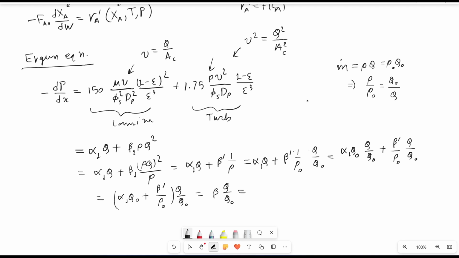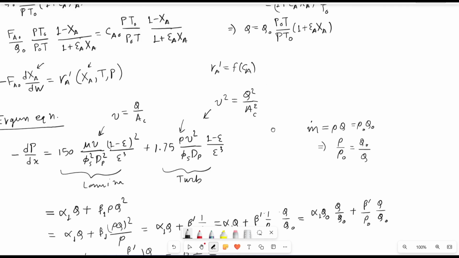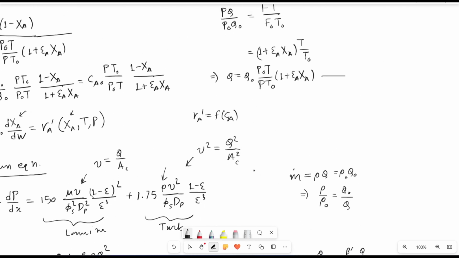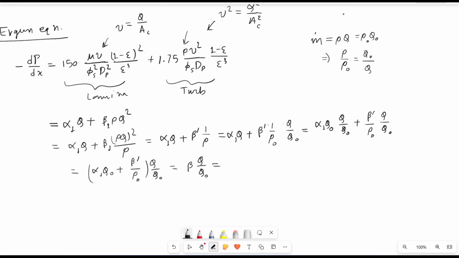Now in beta times Q by Q naught, Q by Q naught is given by this expression, which is P naught T by P T naught times (1 plus epsilon A X A). So beta times P naught T by P T naught times (1 plus epsilon A X A).